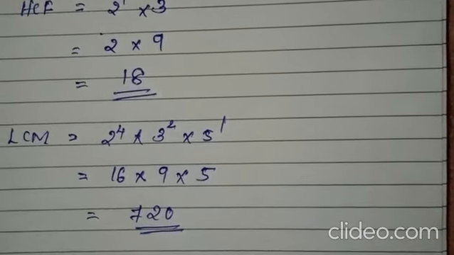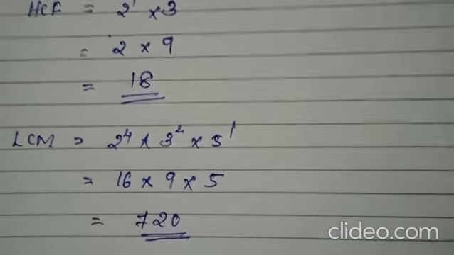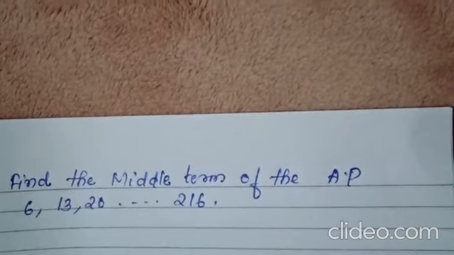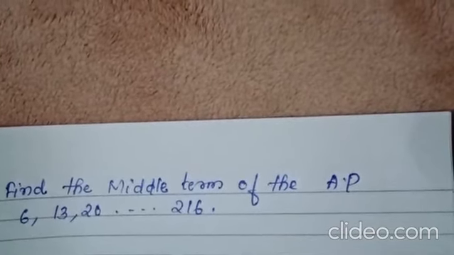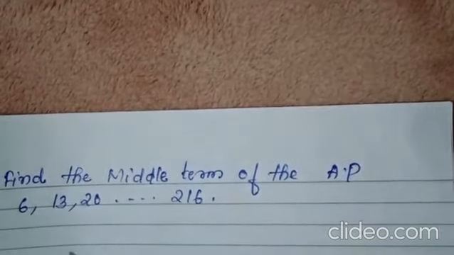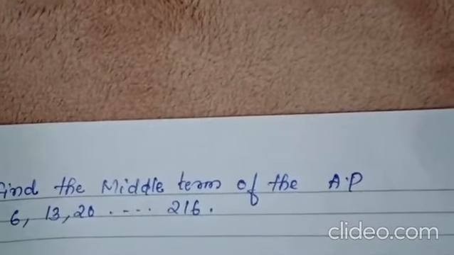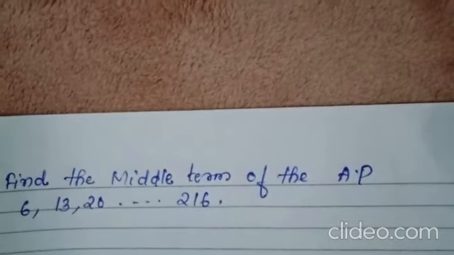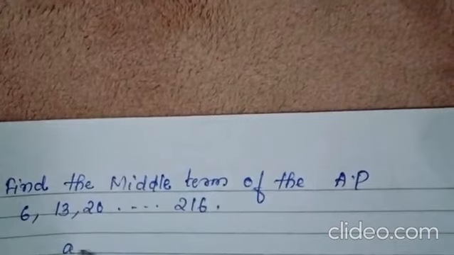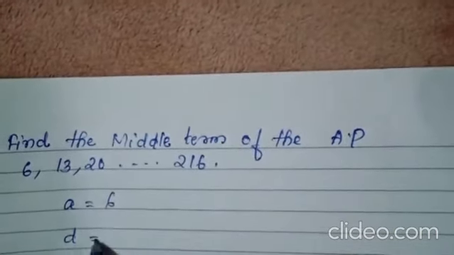This question definitely come for CBSE exam. Okay. The second question is from AP, Arithmetic Progression. Find the middle term of the AP 6, 13, 20 and 216. In this case, clearly 6, 13, 20 and 216 is an AP. Understood? The first term A is equal to 6 and the common difference D is equal to how much?